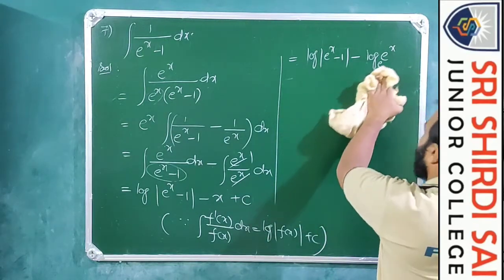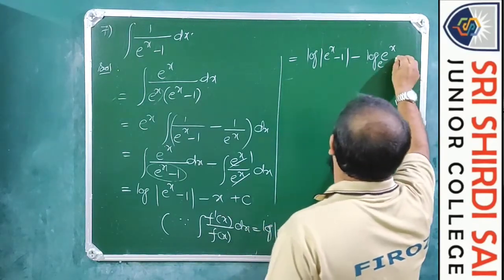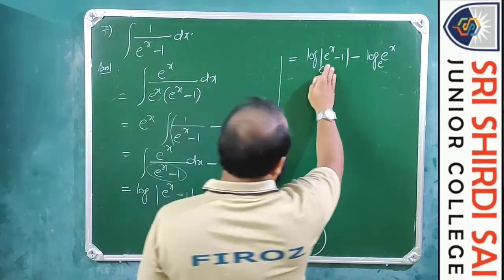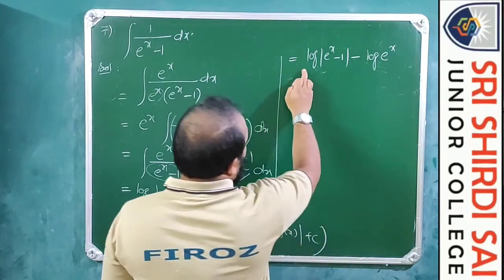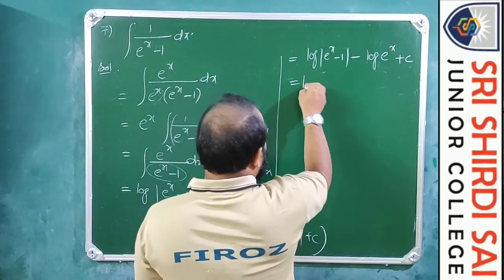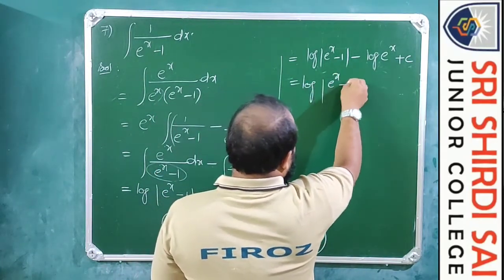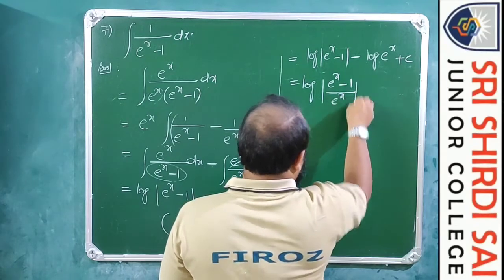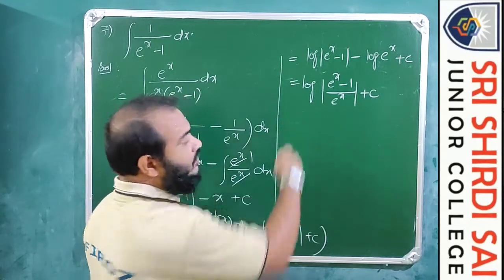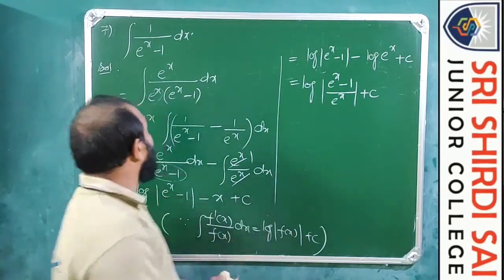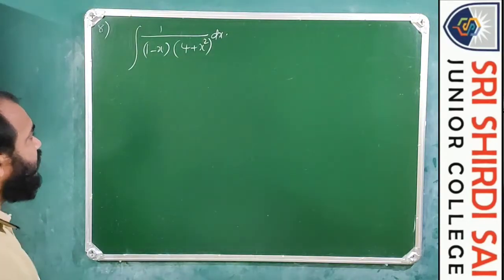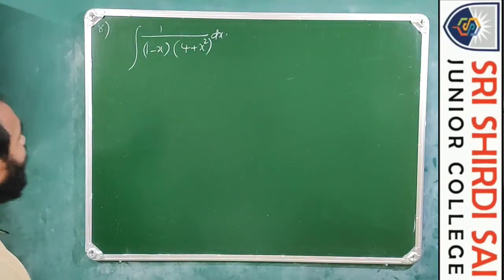So this is equals to, so its base is also e, so no need to write it. Okay, now log a minus log b is log a by b. So this is log of e power x minus 1 by e power x plus c. So this itself is the answer for the integral of this. Integral 1 by 1 minus x into 4 plus x square dx.